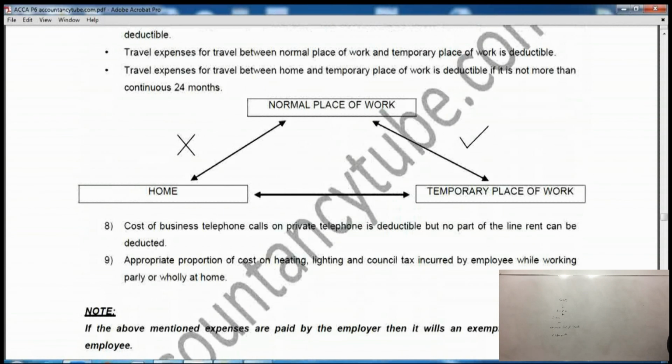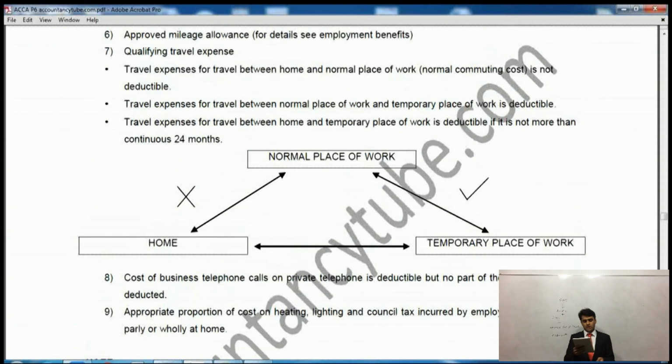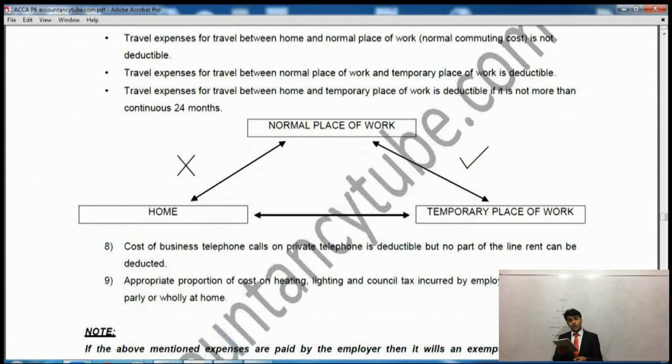Then it says travel expense for travel between home and normal place of work. Say for example, if you're working in London and you're going from the London office to your home, travel expenses between home and normal place of work, normal commuting cost, is not deductible. So you're going from home to office, this bit is your normal routine. You will have to go from your home to the normal office every day. So if you are incurring any fuel for this bit, it is not deductible.